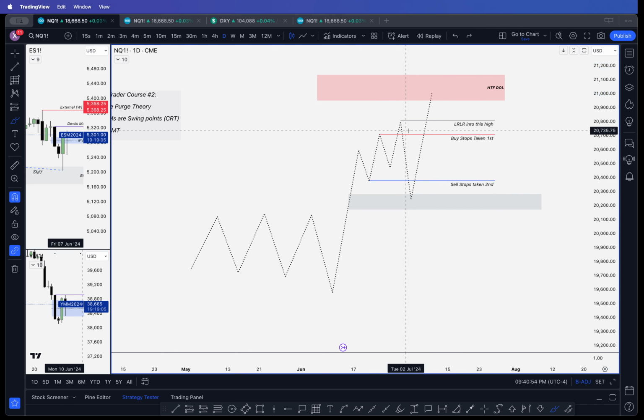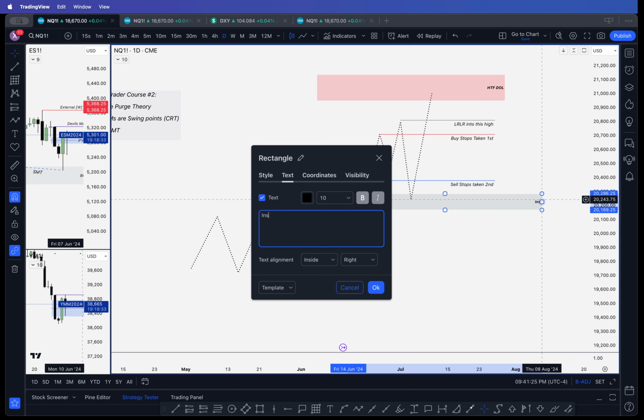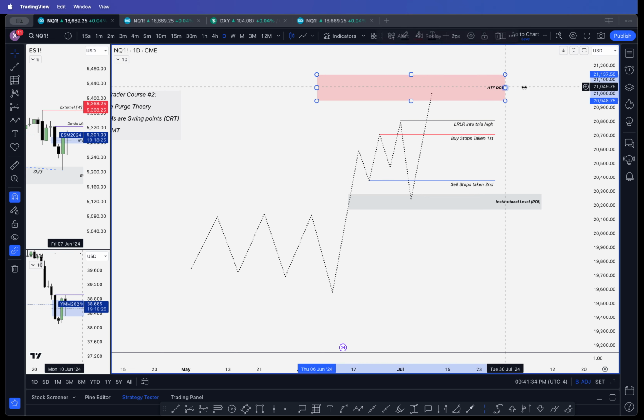In which case we might not expect a double purge, but simply an ICT 2022 model that looks something like this. This is the exact opposite of the 2022 model, which would look like this. Higher time frame liquidity sweep, break in structure lower, retracement into inefficiency, continuation lower. So these two mechanisms of price delivery are in diametric opposition, and the 2022 model, where it will succeed, will fail when we have this setup with an institutional level, which we refer to as a point of interest, and then a higher time frame draw on liquidity.